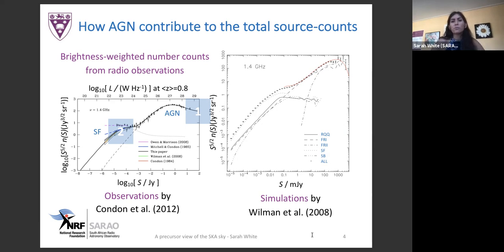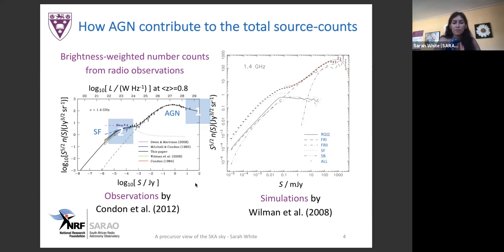And doing this carefully will prove even more important as we probe to lower radio flux densities using SKA precursors and pathfinders. As we do so, we notice a flattening in the source counts, which suggests we're moving from this AGN-dominated regime to a star formation-dominated regime. However, at these lower radio flux densities, it's not just star-forming galaxies there. As shown by simulations by Wilman et al., there's also a contribution from radio-quiet AGN.